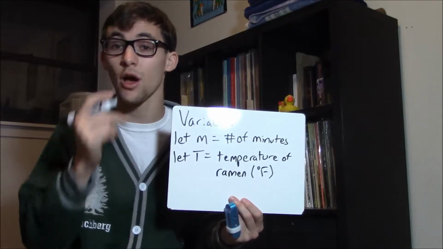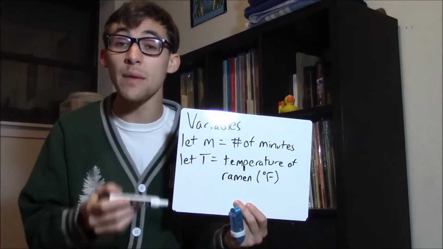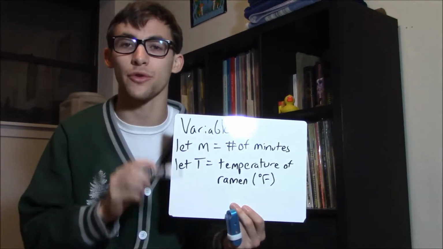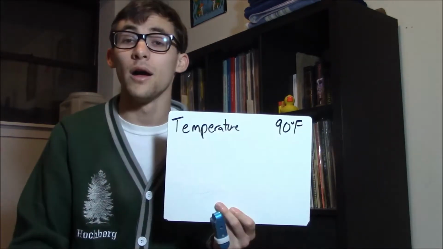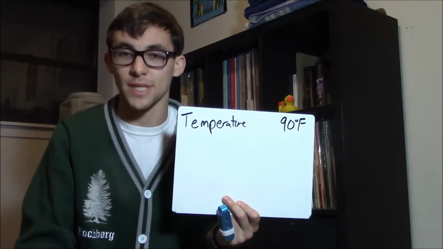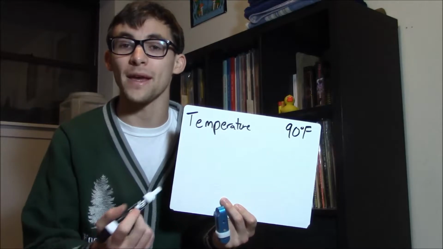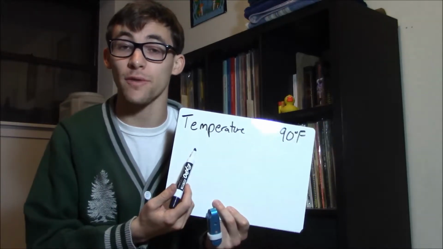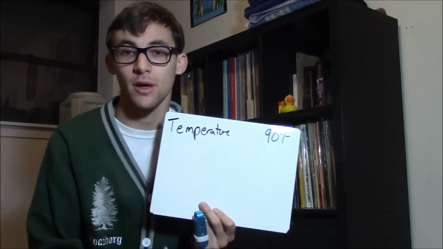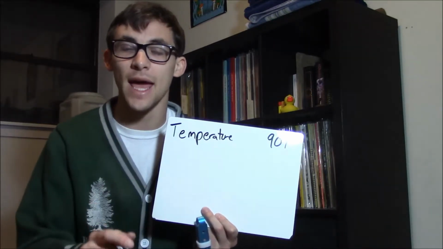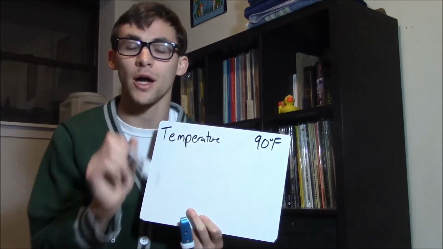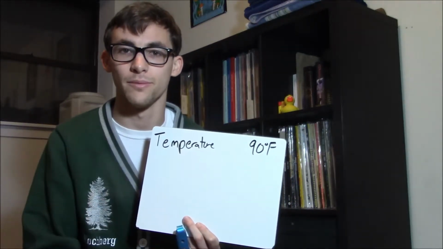In this case, our let statements should be: let m equal the number of minutes and let t equal the temperature of the ramen in degrees Fahrenheit. Now that we know our variables, we have to think about the situation we are presented with. We know we are making a comparison between the temperature of the soup and this 90 degrees Fahrenheit measurement. When I say go, take 10 silent solo seconds to fill in the mathematical symbol that goes here on your handout. Go.